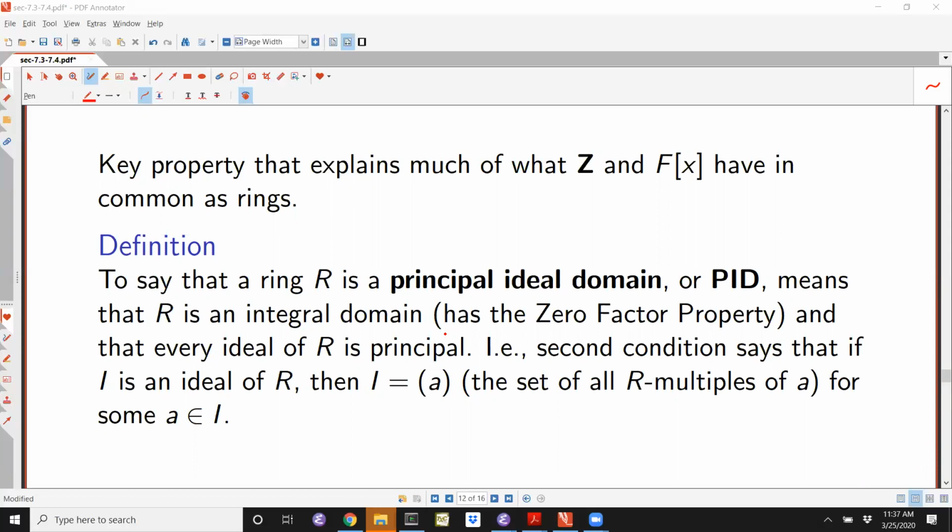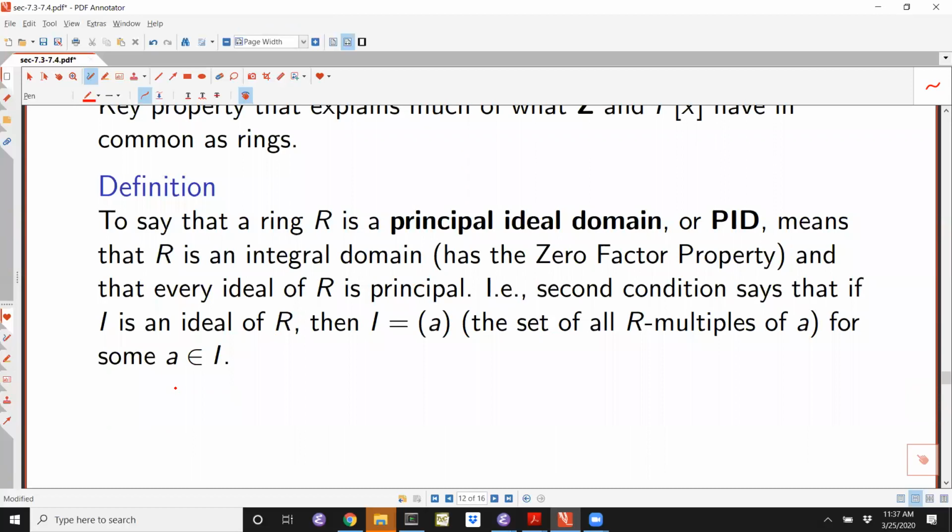So to say that a ring R is a principal ideal domain, or PID, means that R is an integral domain, that is, it has the zero factor property, and that every ideal of R is principal. In other words, the second condition, which is the interesting condition, says that if I is an ideal of R, then I is equal to (a), the ideal generated by a, the set of all R multiples of a single element a, for some fixed element a.